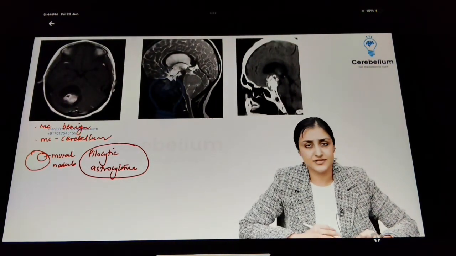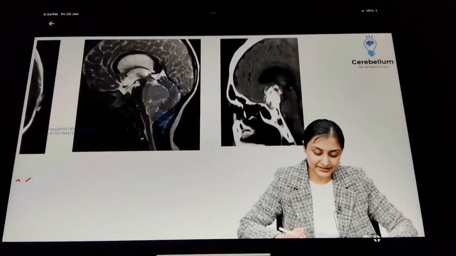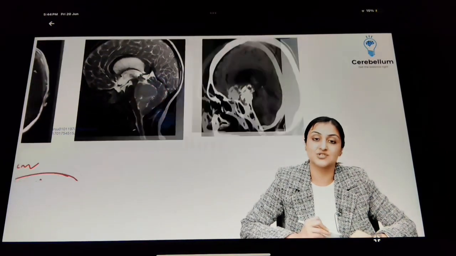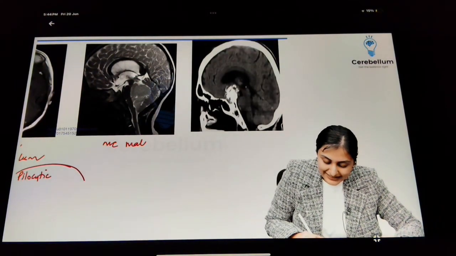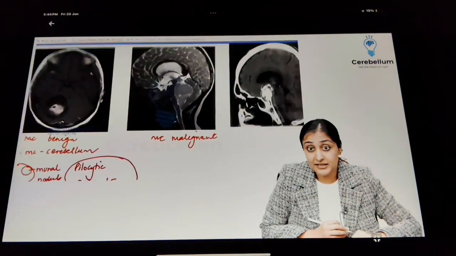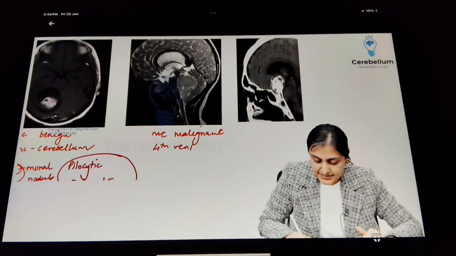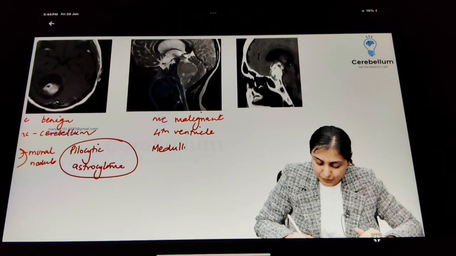The next image, where is the tumor? We have already seen the normal anatomy. You can see that the diamond-shaped fourth ventricle is now replaced by this tumor here. So this is the most common malignant brain tumor in a child. This occupies the fourth ventricle, and this is medulloblastoma. So medulloblastoma is in the fourth ventricle.